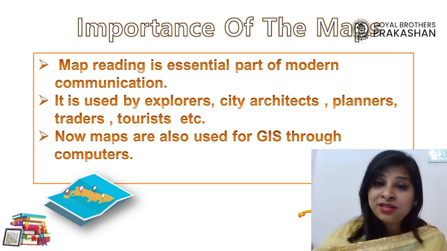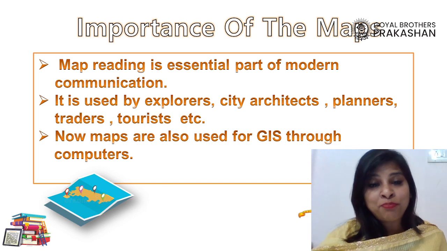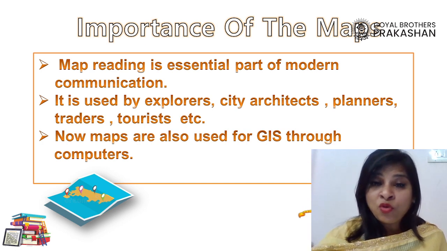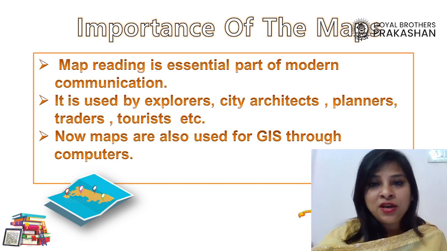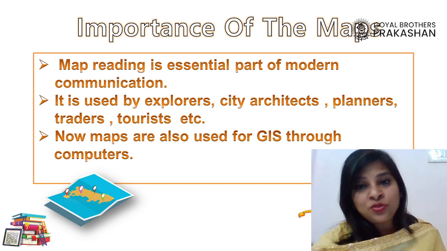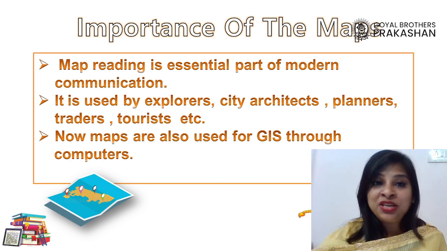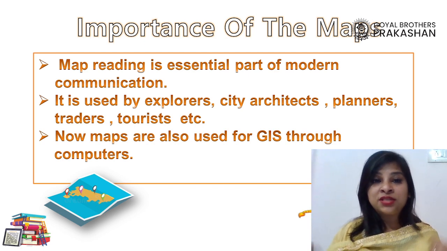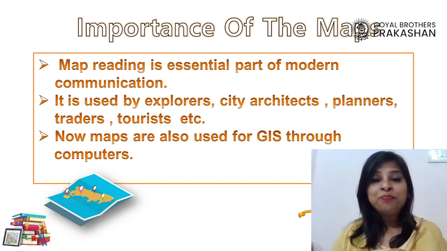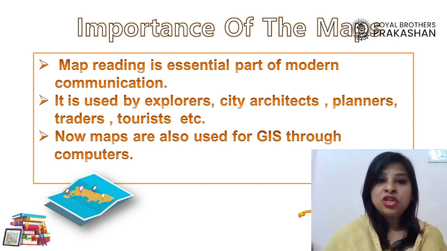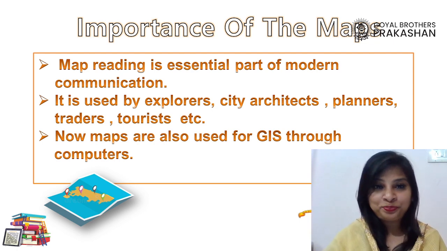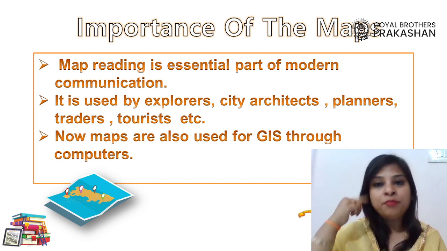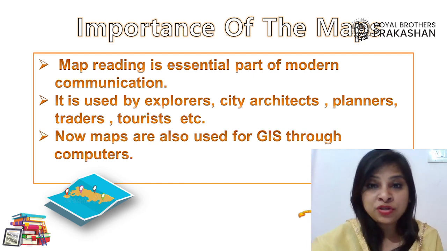In that direction, Google Maps will show you where the petrol pump is, or where the overbridges are, or everything that will fall on the road, and the map will take you directly to that restaurant. So it has become very easy. Map reading is a very essential part of modern communication nowadays, and it is used by explorers, city architects, planners, traders, tourists, etc. Maps are also used for GIS through computers. Again, map reading is very important for all of us.